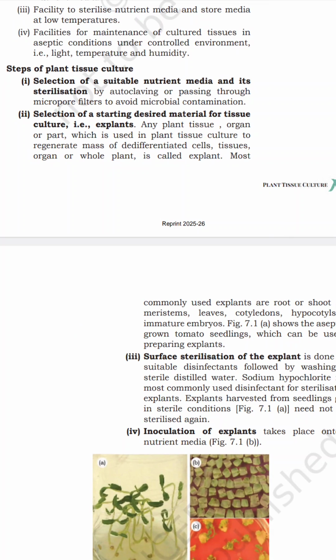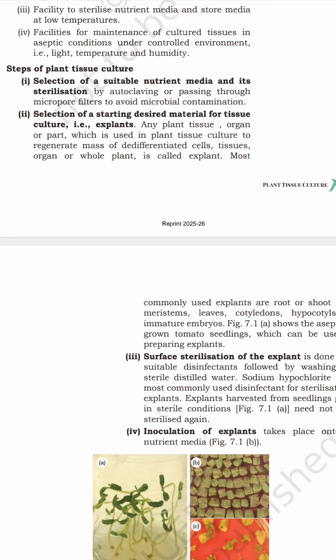There are a few steps to be followed for plant tissue culture. First thing is nutrient media: selecting the best and good nutrient media for sterilization. Autoclaving is nothing but sterilization. While selecting the nutrient media and sterilizing it, no microbial contamination should enter, which means bacteria, virus or fungi. Then after that we go for the explant.